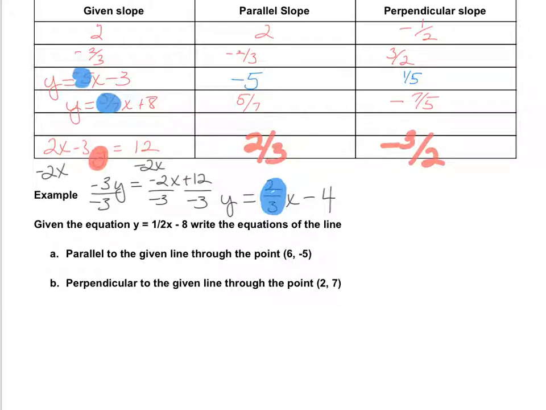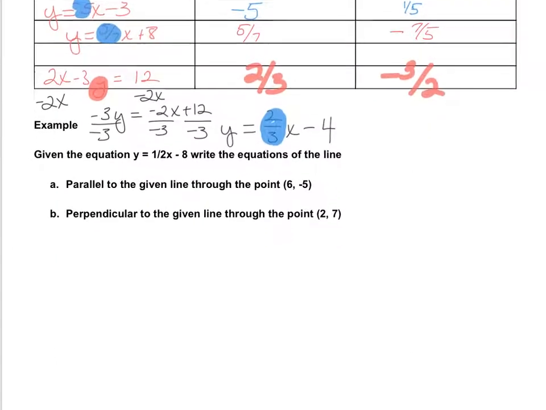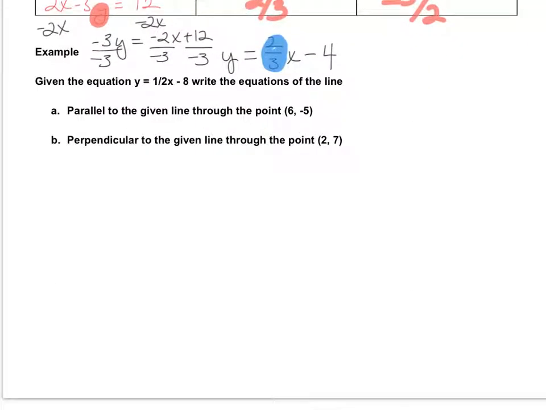All right, last example here, we're going to write the equation for some parallel and perpendicular lines, given some information. So I'm given the equation y equals 1/2 x minus 8. So I am going to first write the line parallel, given this point here of 6, negative 5, and then I'm going to write this one perpendicular, given the point 7, 2. So here's the first one I'm going to do.